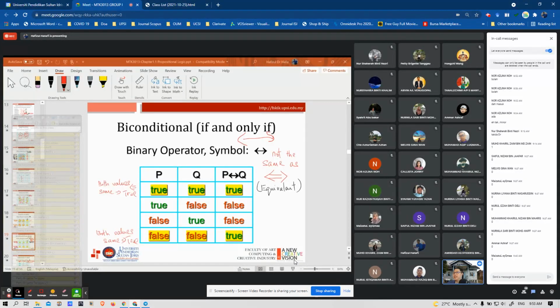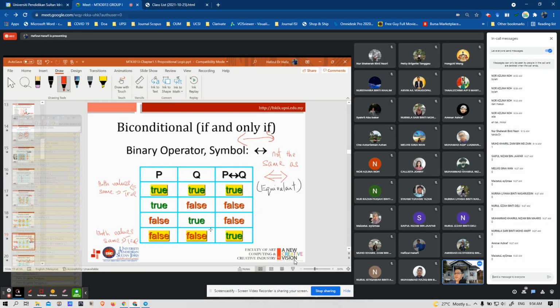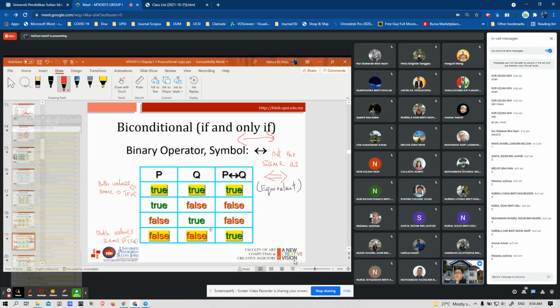This one is not the same as the equivalent symbol. That one is for inferences that have the same condition. For biconditional, if both have the same values, it is true. It is the reverse of the XOR. XOR is if both are the same, it goes to false. And this one, if both are the same value, it goes to true. False and false, true; true and true, goes to false.